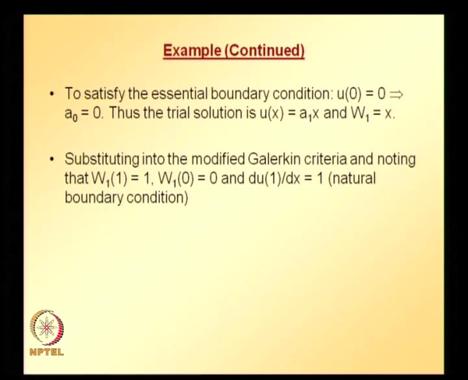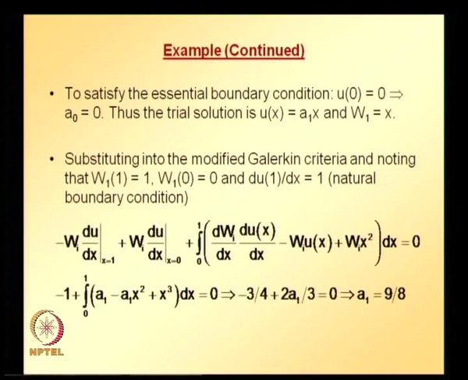Substituting into the modified Galerkin criteria, whatever equation we have earlier, and noting that now you have w1 is equal to x. So w1 value at x is equal to 1 is going to be 1, w1 value at x is equal to 0 is going to be 0. And you are also given the natural boundary condition for this particular problem, that is, the derivative of u with respect to x evaluated at x is equal to 1 is 1. So you plug all this information into the previous equation.